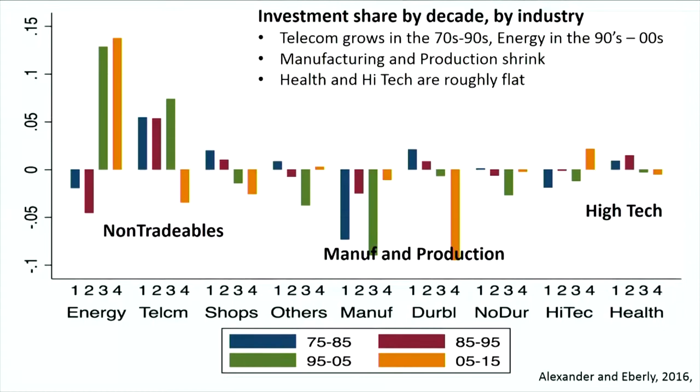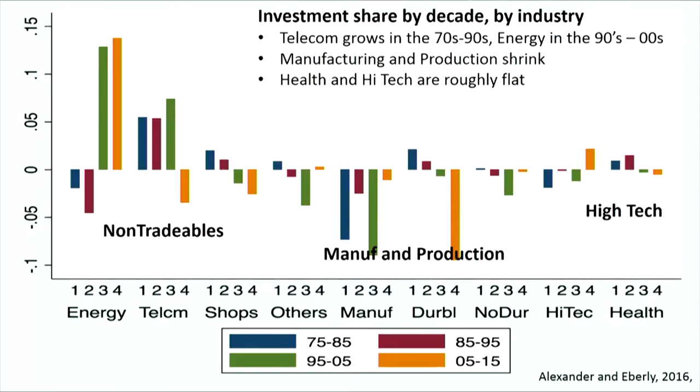And the decline in investment, so where capital has been shifting away, or investment has been shifting away, is in production sectors. And the production sectors, we're not surprised, have seen a smaller share of investment over time, and in particular, manufacturing durables and non-durables.